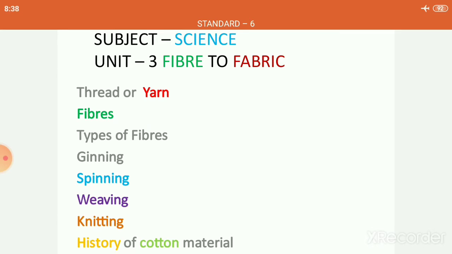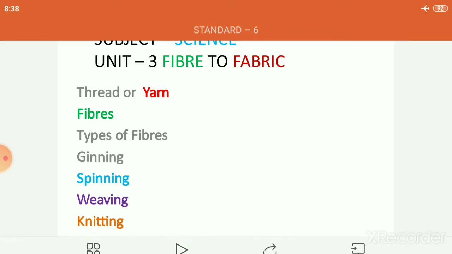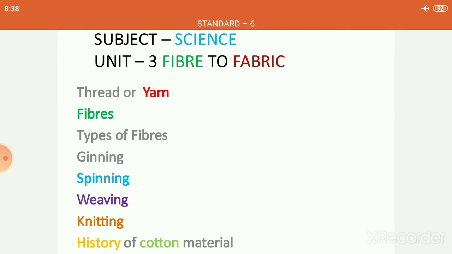How we will get fiber, and how we will make fabric from fiber, we will see in this chapter. How many types of fibers there are, we will see in this chapter. So it's a very easy and interesting chapter. So be careful, be alert. Any difficulties, please keep a note of them, and you can ask me.